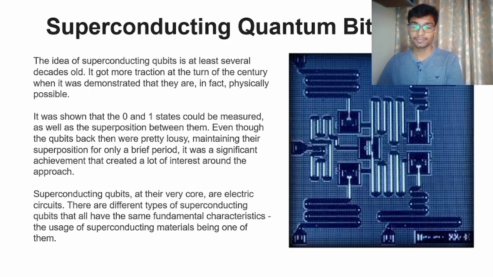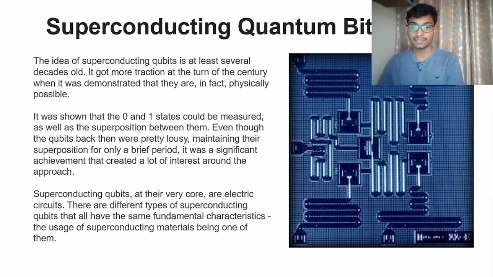Superconducting quantum bits. The idea of superconducting qubits is at least several decades old. It got more traction at the turn of the century when it was demonstrated that they are, in fact, physically possible. It was shown that the 0 and 1 states could be measured, as well as the superposition between them. Even though the qubits back then were pretty lousy, maintaining their superposition for only a brief period, it was a significant achievement that created a lot of interest around the approach.